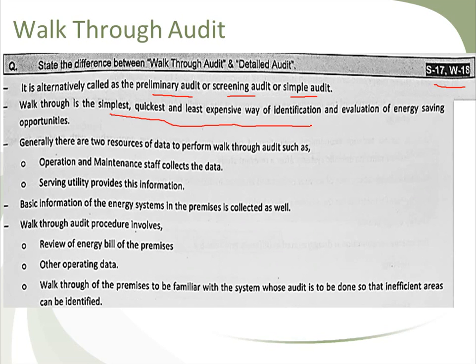And from this we can calculate that how much energy consumption can be saved in the particular lab or particular classroom or particular utility. Okay, so generally the resources of the data to perform the walkthrough audit is given by these two: operation and maintenance staffs collect the data, serving utility provides the information.